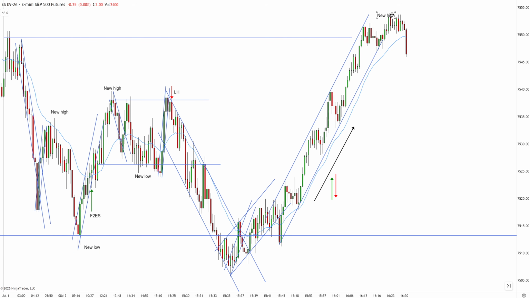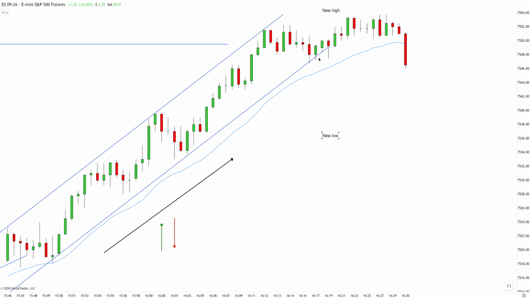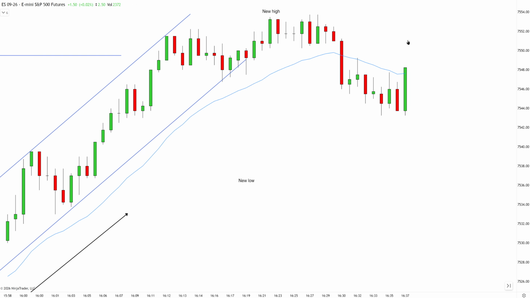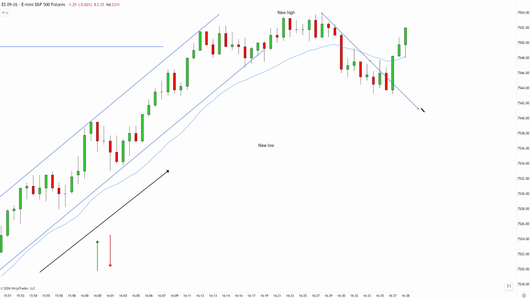So unfortunately, the uptrend already played out, which is a shame because we were looking for some nice second entry long at the EMA. So I'm going to pause looking to go long. Uptrend played out. And this is what I do as a trader, just follow the price action.